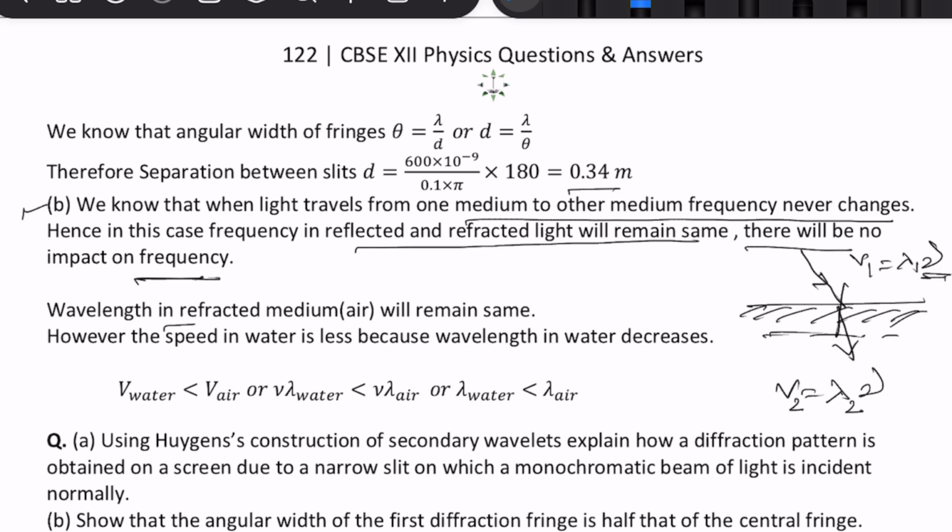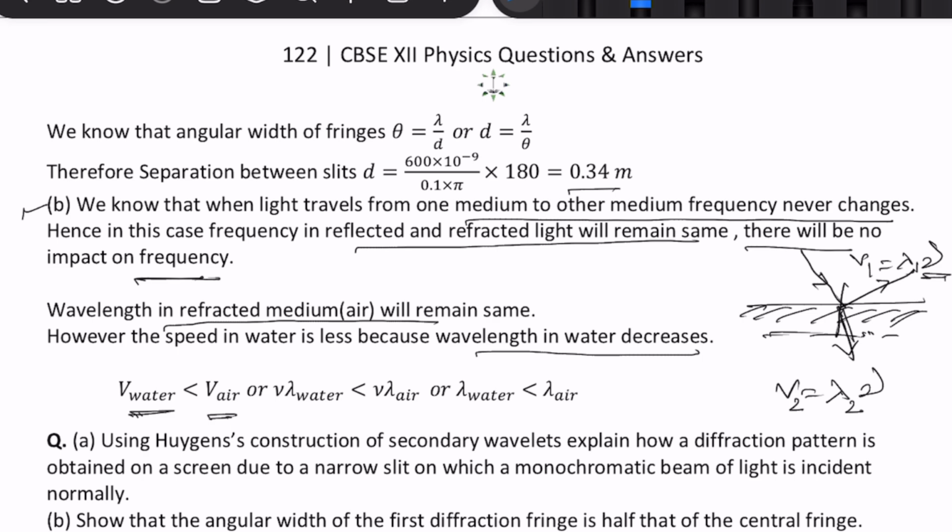The wavelength in the reflected medium, air, will remain the same, because it is reflected in the same medium, so the wavelength will not change. Here, when the light is transmitted, the wavelength will change. However, the speed in water is less because the wavelength in water is decreasing, correct? So the velocity in water is less than the velocity in air.